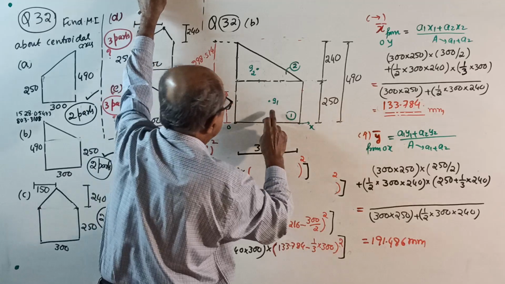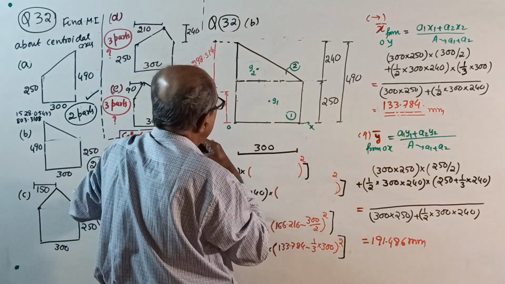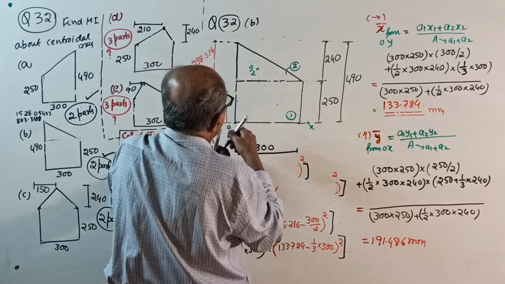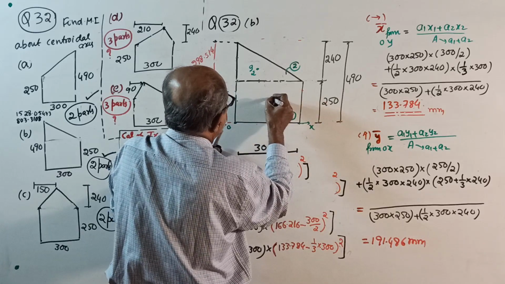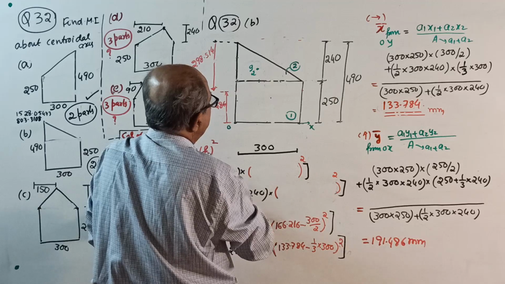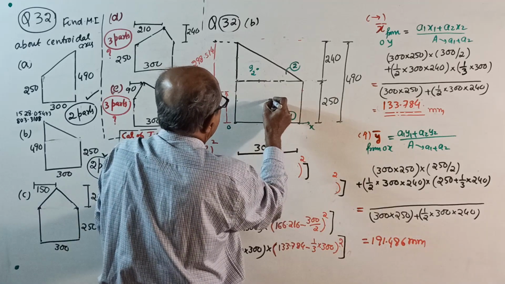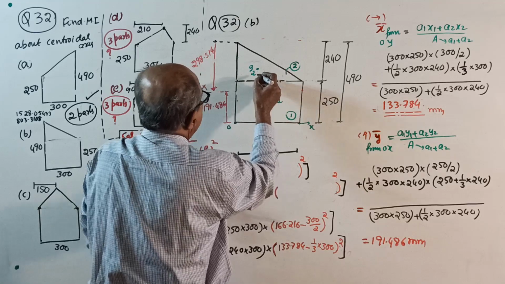G2 is what? Okay, I think it should be a little this side. Reasonable, a little down. Actually, these things hardly matter, but I take care of all those things. Okay, G2. This is G1.